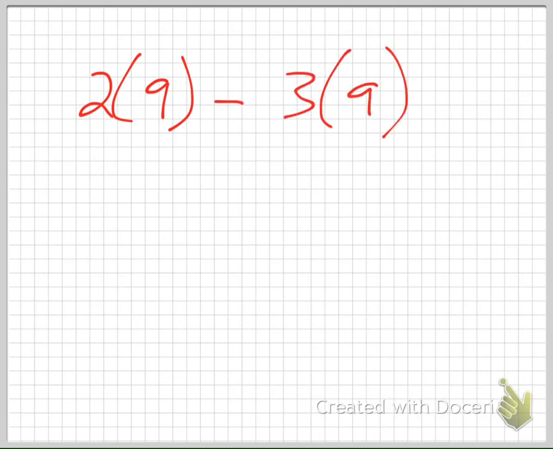Okay, so one question you might get would look like this. What if I have this? I want you to simplify it. Anytime they say simplify, that means you're going to make this as simple as you can. If that means you can give me an actual answer, then that's what you do. Try this. 2 times 9 minus 3 times 9. Try that, please. And use the distributive property. Undo the distributive property.